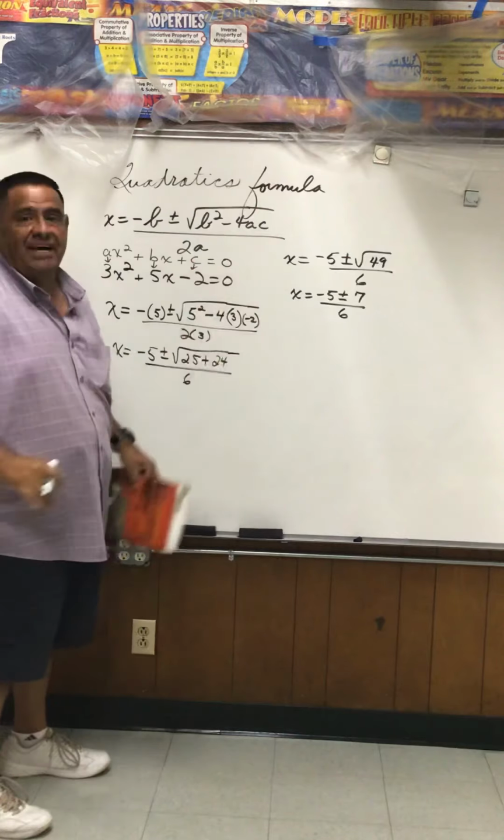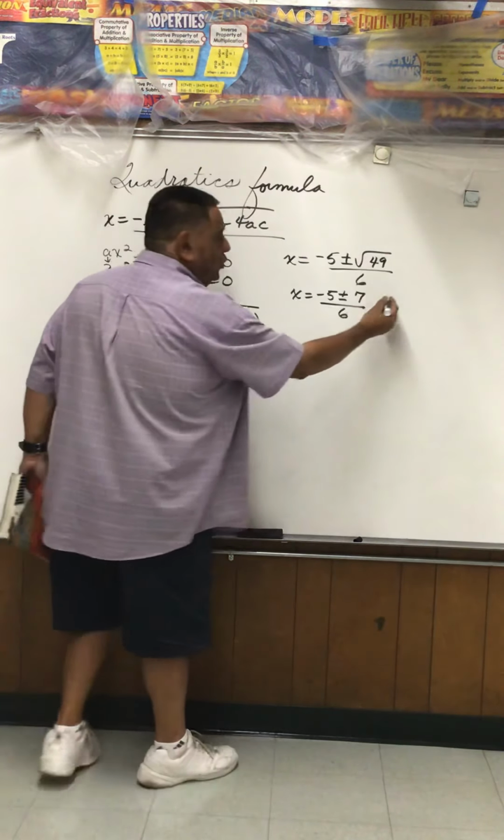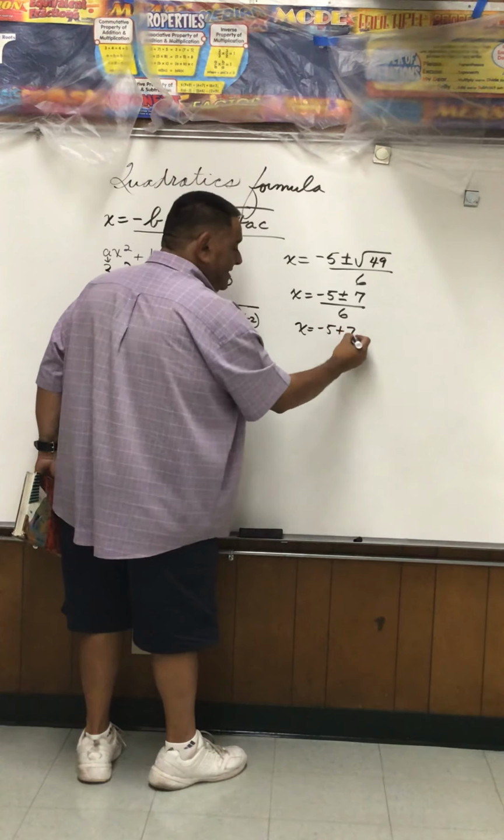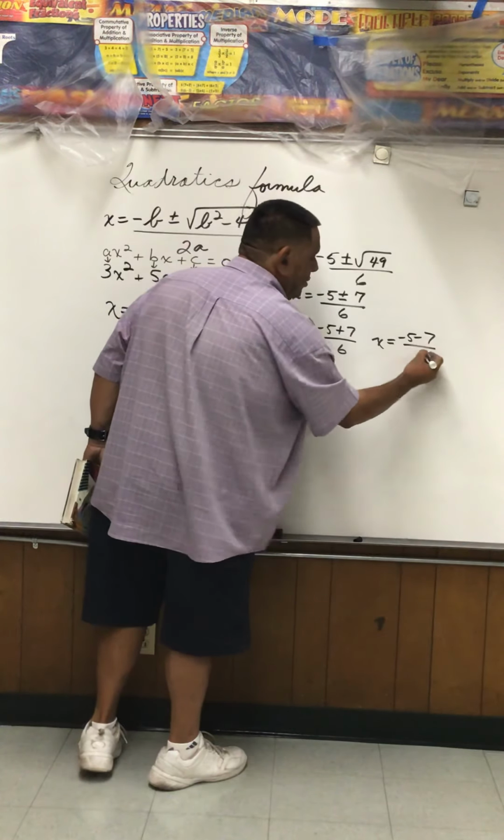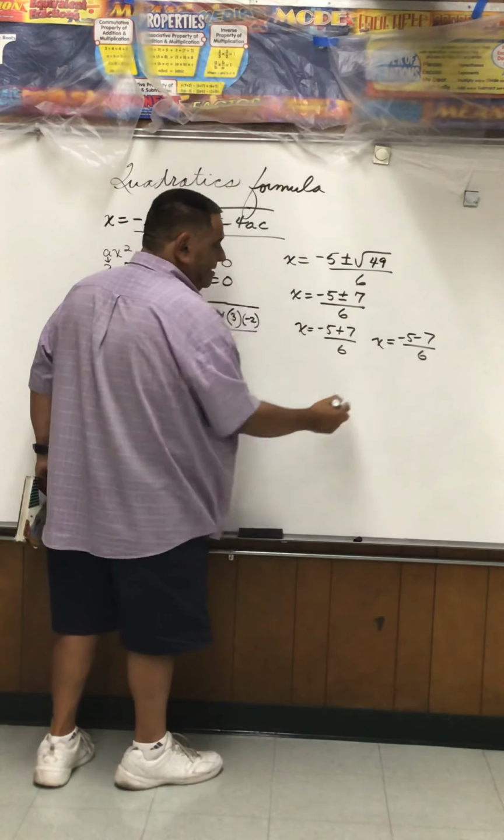Now we have to simplify that like we did the others. Remember, we have plus or minus, no variables. So we're going to get two problems here. x is equal to negative 5 plus 7 over 6, and x is equal to negative 5 minus 7 over 6. All right, the plus 7 over 6 and the minus 7.